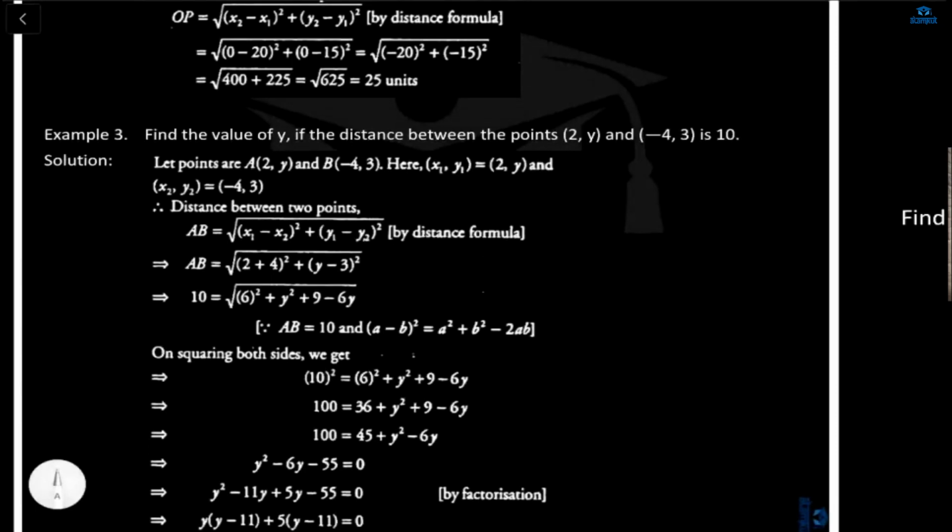Safia, any doubt in this question? You just have to do it because one of the points is 0, 0. So our distance becomes root of x square plus y square.